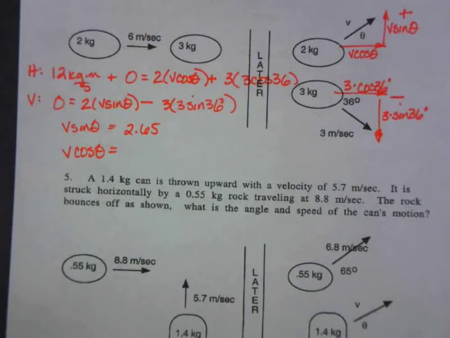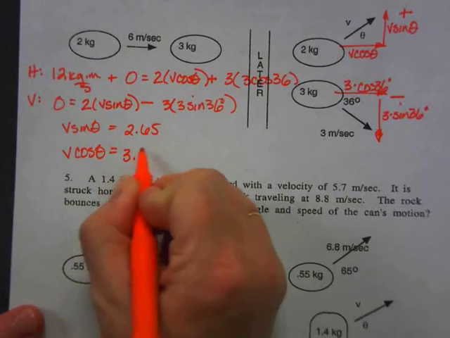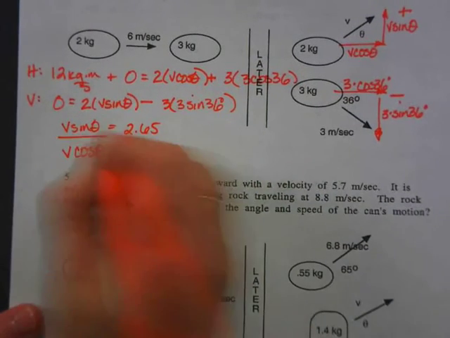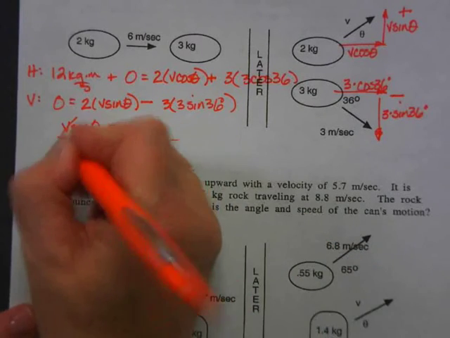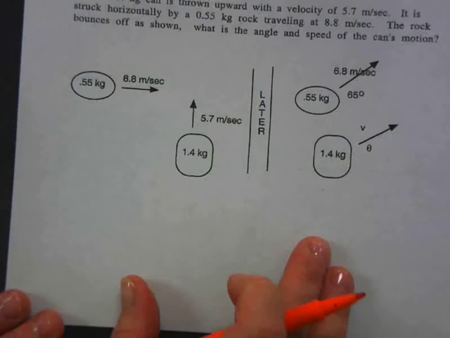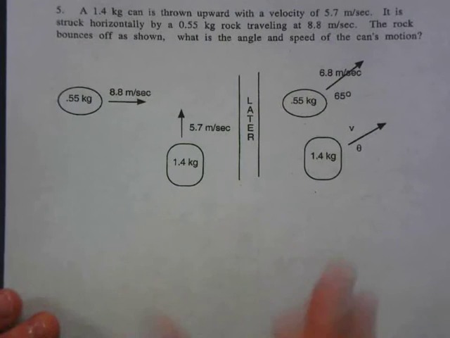And the cosine theta, if I solve the horizontal equation, is going to be 12 minus, and then divide by 2. 3.29. Then you're going to use that trig identity. The v's will cancel, which gets us down to one variable, and then go back and solve. Okay.